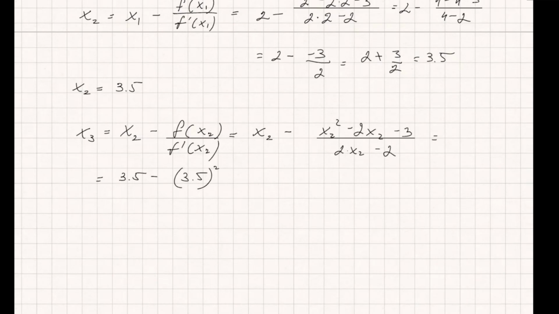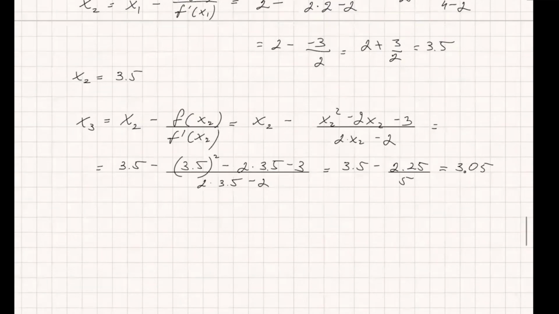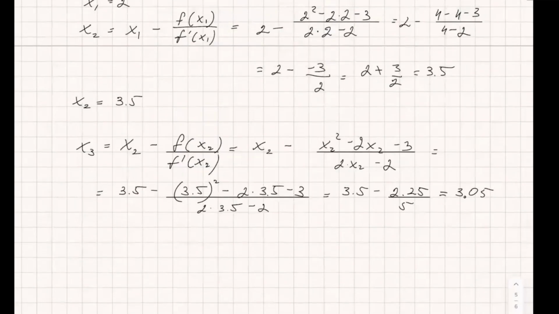I have 3.5 minus (3.5 squared minus 2 times 3.5 minus 3) divided by (2 times 3.5 minus 2). So I would have here 3.5 minus 2.25 over 5, which is approximately, well, that's going to be 3.05. Okay, so as you can see, we're moving closer and closer to the actual root.